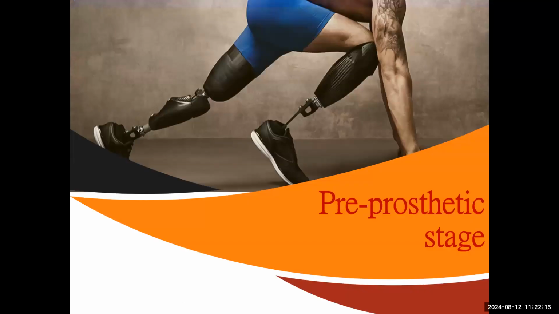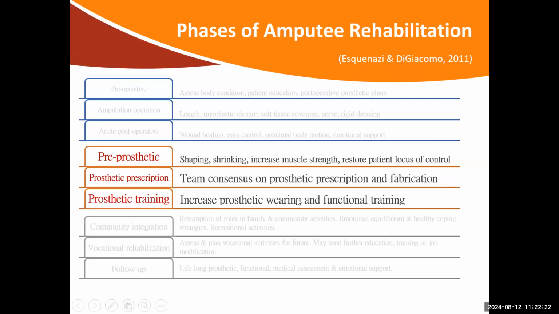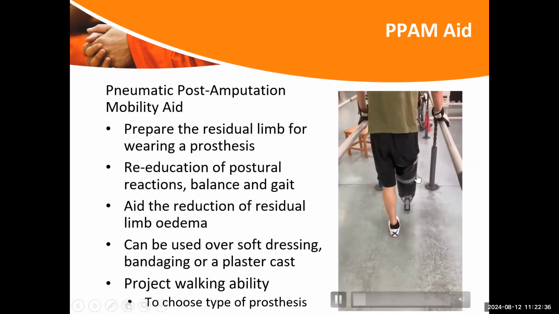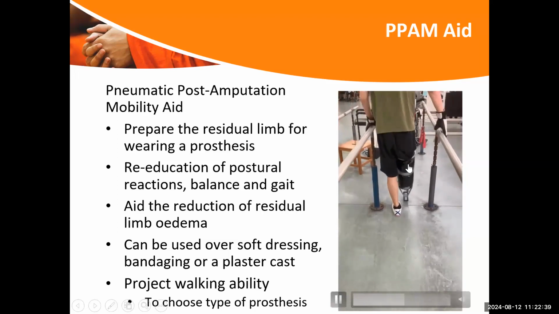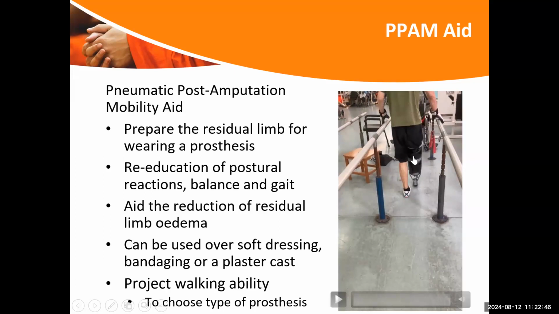Of course, later on in the pre-prosthetic stage, we still do the same. Pre-prosthetic means before we have the prosthesis, before the artificial leg. We can ask the patient to do some pylon or pneumatic pylon training. This is basically a rigid frame with an inflatable socket. You put on the socket, put on this bag and then this rigid frame, and then inflate it. Then the patient can walk. It's called a pneumatic post-amputation mobility aid. We will have a look at it during the tutorial session.